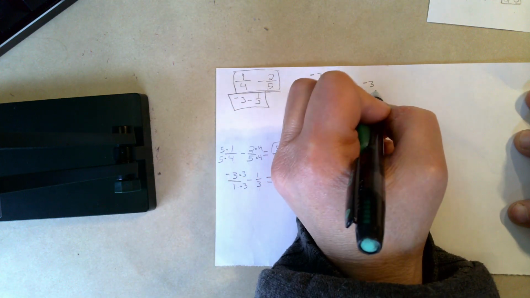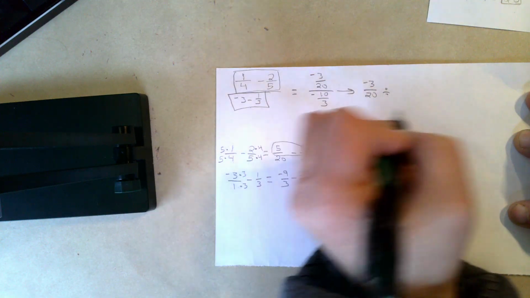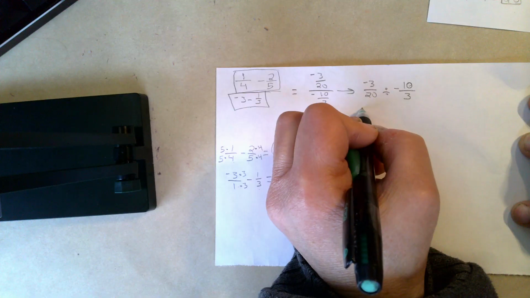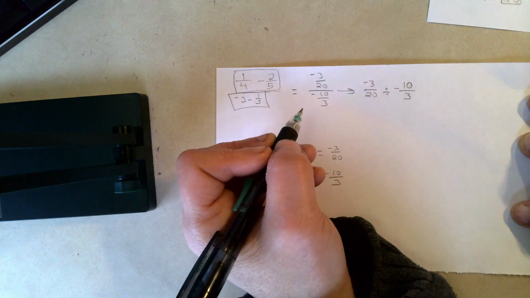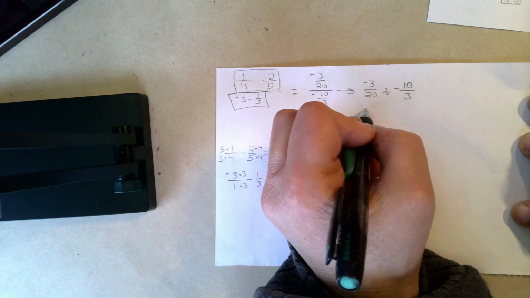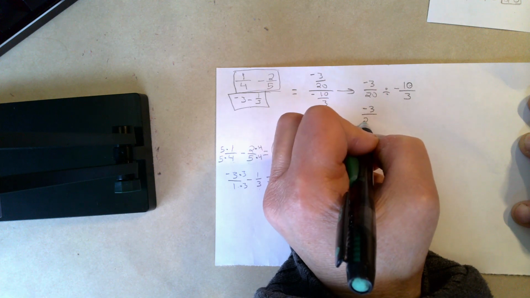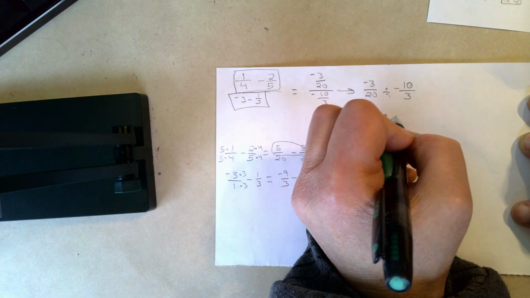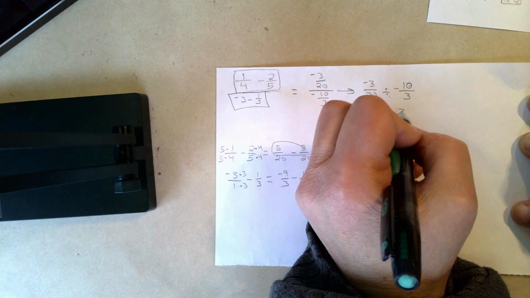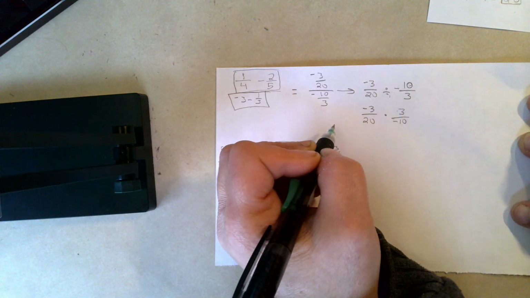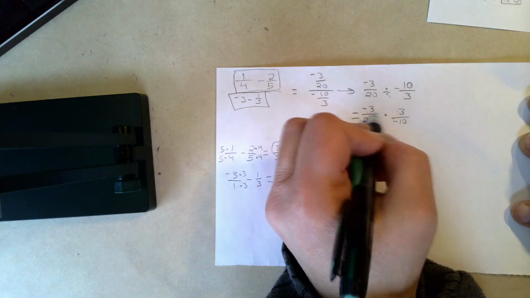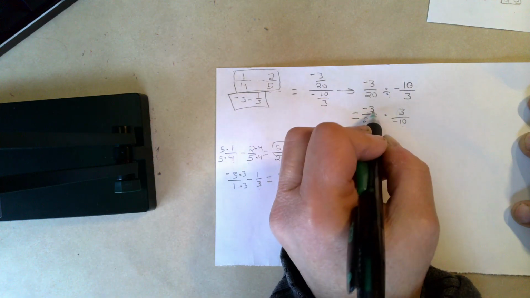So we write this in a more customary way: negative 3 over 20 divided by negative 10 over 3. To simplify this, we keep the first fraction the same, change the division to multiplication, and flip the second fraction over to 3 over negative 10. I look to see if I can simplify or reduce anywhere, and I cannot, so I will multiply straight across.